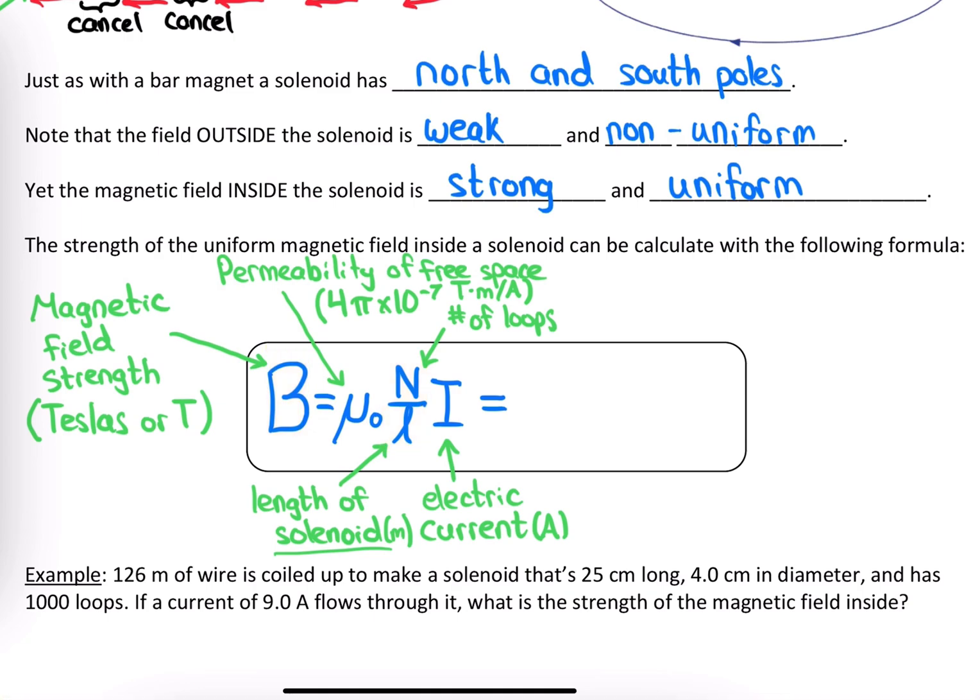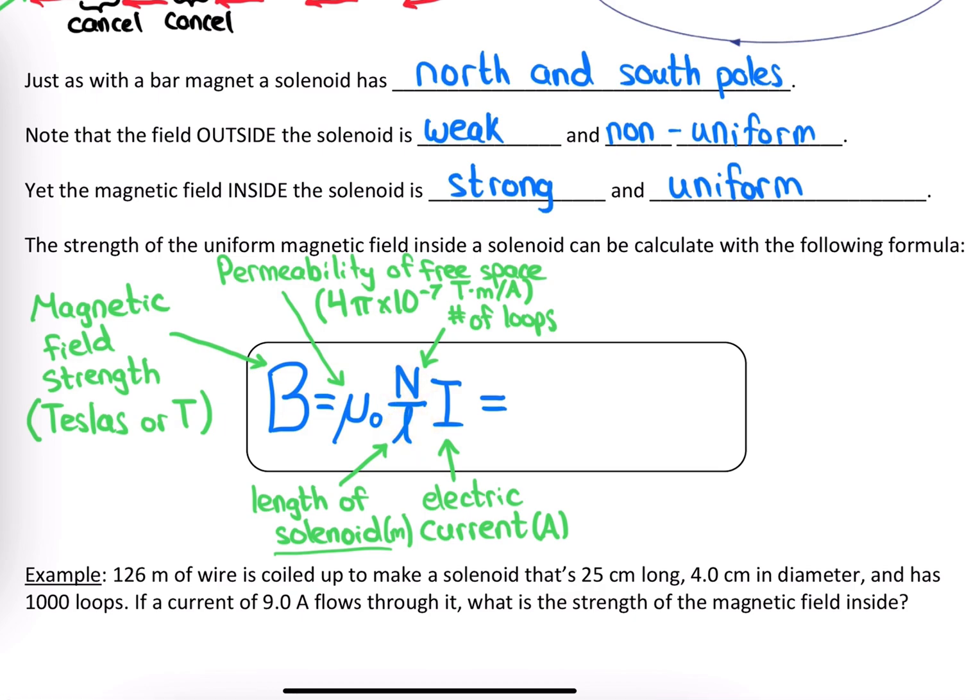So for example, if I know that there are 2,000 loops per every meter, then it doesn't actually matter how long my solenoid is, whether it's 1 meter or 1,000 meters. If I know how tightly wound it is, 2,000 loops per meter, then I can just plug that in for N and L at the same time.